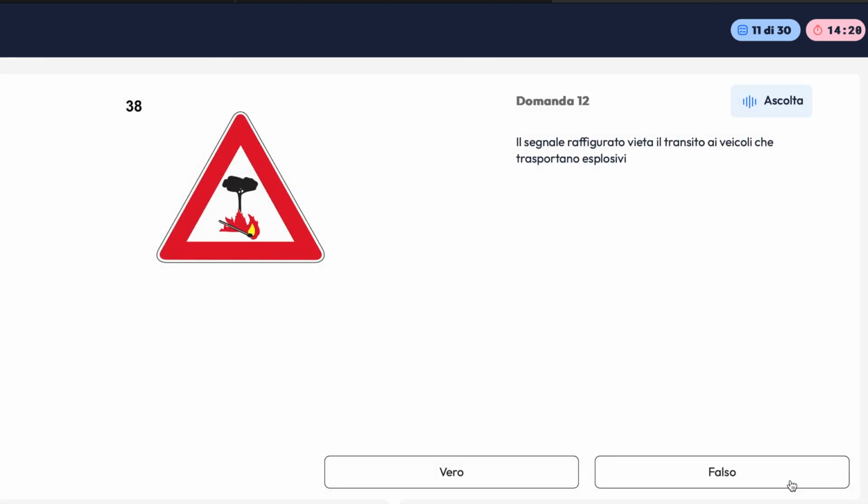Question number 12. Il segnale raffigurato vieta il transito ai veicoli che trasportano esplosivi. The question says this sign prohibits the passage of vehicles carrying loads that can explode, which is false, because this sign only tells you if you are driving on this part of the road, you are not allowed to throw cigarettes or anything fire out of your vehicle, because this part of the road can easily be set on fire.